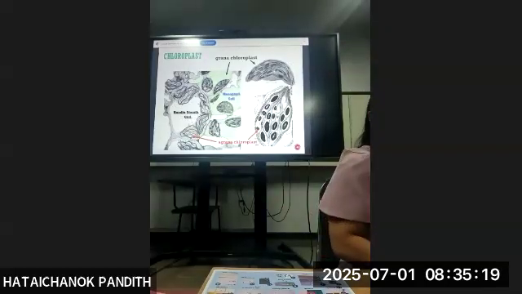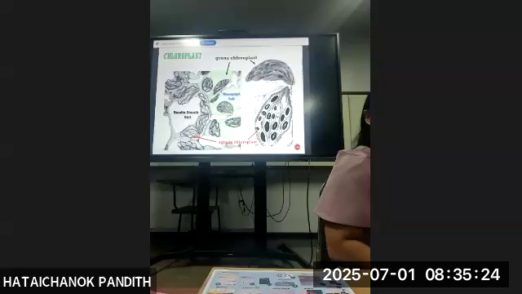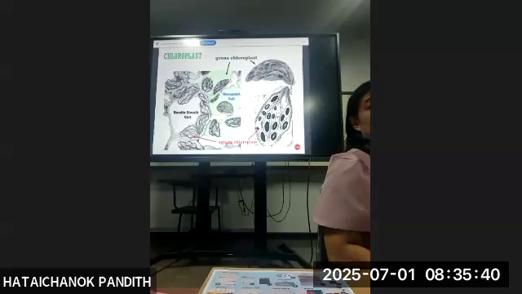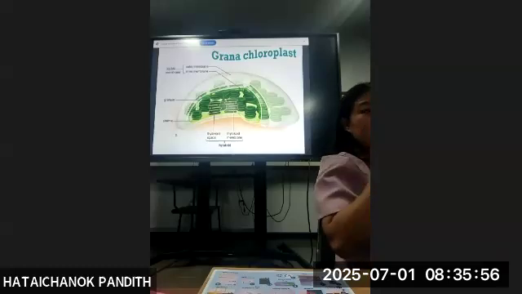So this one is a granal chloroplast, which produces pigment because the thylakoid has chlorophyll attached to the membrane of the thylakoid. Still remember that? Don't worry, you will study it again in photosynthesis. Or I will show you a picture later. Here is a thylakoid, that's what I mean. And here, why is it green? Because it has a lot of chlorophyll attached on this membrane. So they are stacked together to be a granum.